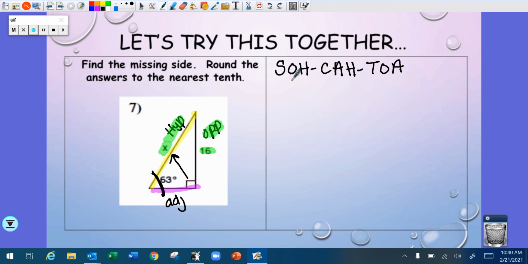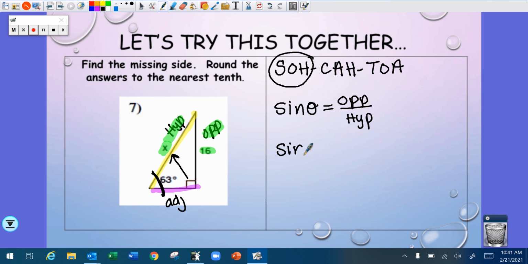So you need to go through your Sohcahtoa and see which one has both opposite and hypotenuse in it. And that would be sine. So in order to solve this question, I would need to do sine of theta equals opposite over hypotenuse. And I want you to write this down every time you solve the problem. So I'm going to substitute in sine of 63 equals opposite is 16, hypotenuse is x.